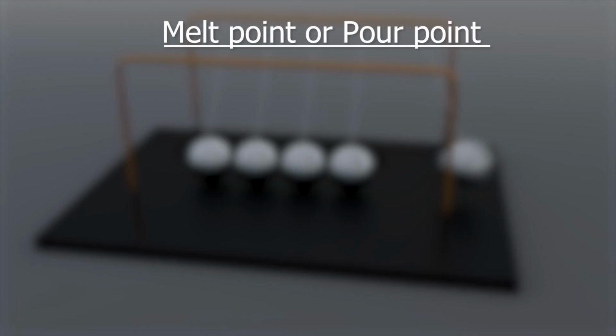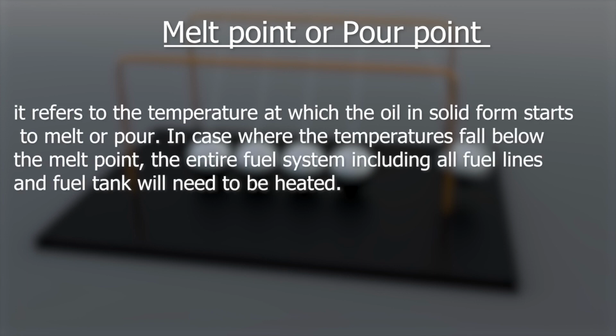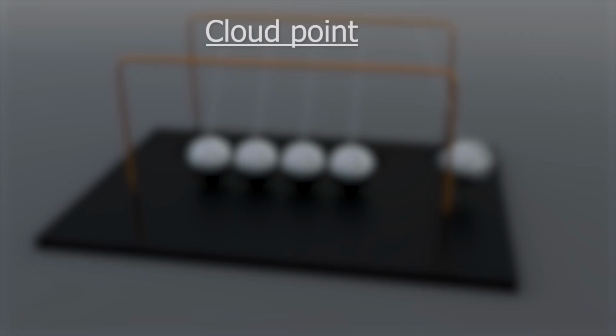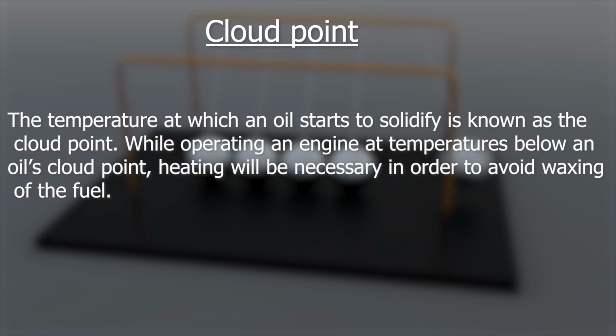Moving on, the next property, melt point or pour point. It refers to the temperature at which the oil in solid form starts to melt or pour. In case the temperature falls below the melt point, the entire fuel system, including all fuel lines and fuel tanks, will need to be heated. The next property is cloud point. The temperature at which an oil starts to solidify is known as the cloud point. While operating an engine at temperatures below an oil's cloud point, heating will be necessary in order to avoid waxing of the fuel.